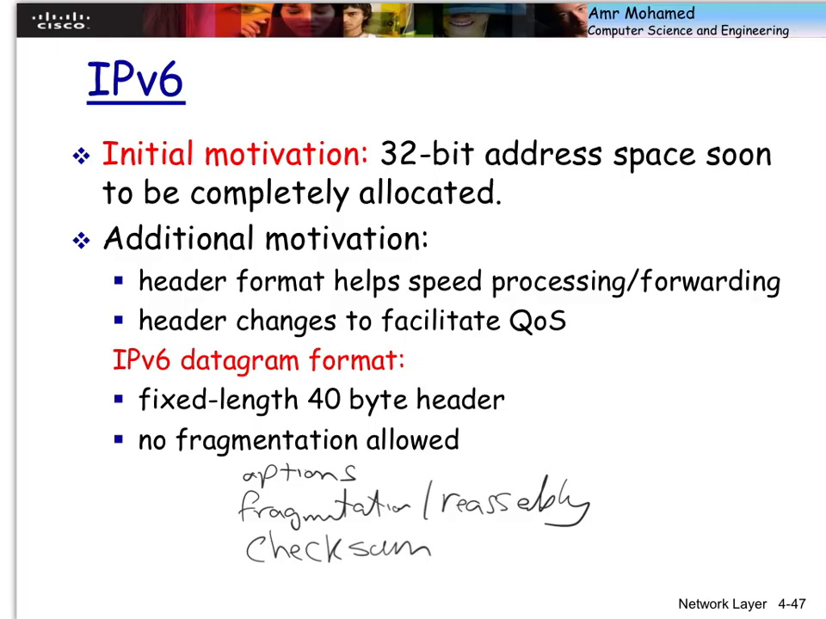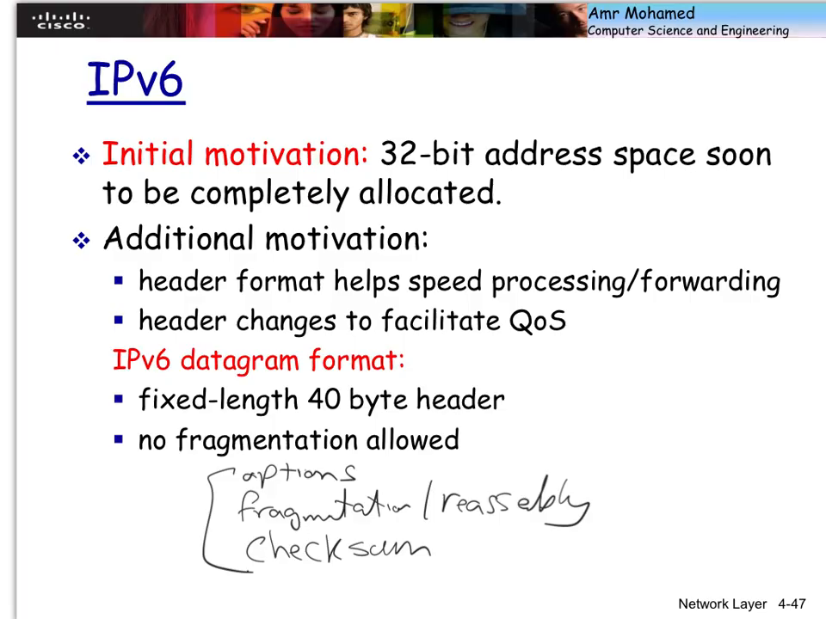So the possibility of packet corruption in the core network is 10 to the power of, say, minus 20, which is next to zero. So the error checking in the core network has no meaning, and it's an overhead that's not really utilized well. So all these fields have been removed, including options.